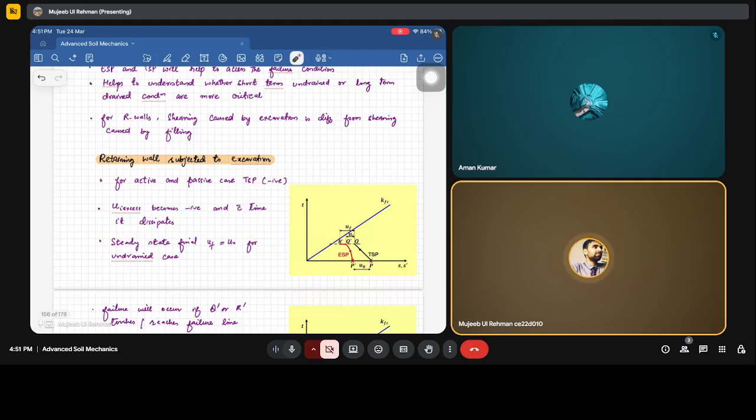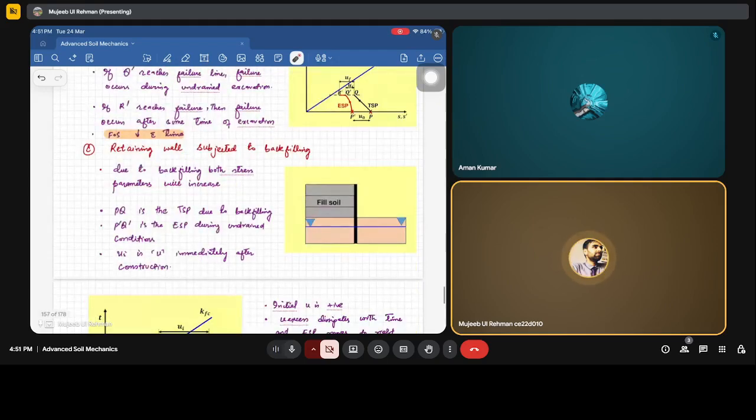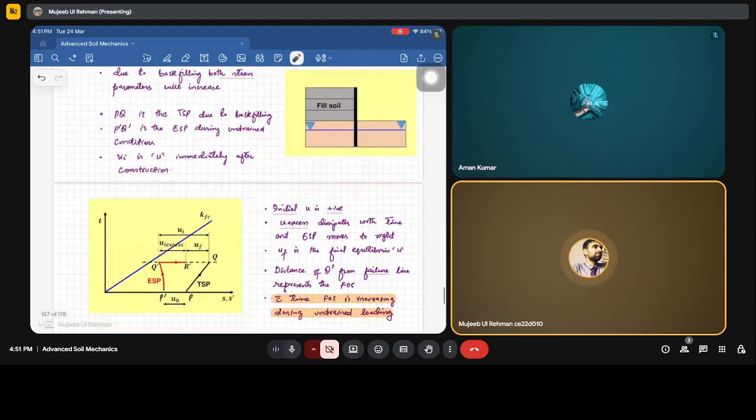In the excavation, there can be the generation of initial negative pore water pressure, and when it starts to decrease, there is generation of positive pore water pressure, and hence with time the factor of safety decreases in this case. However, in case of backfilling, there will be generation of positive pore water pressure initially, but when it starts to dissipate, the factor of safety increases with time.